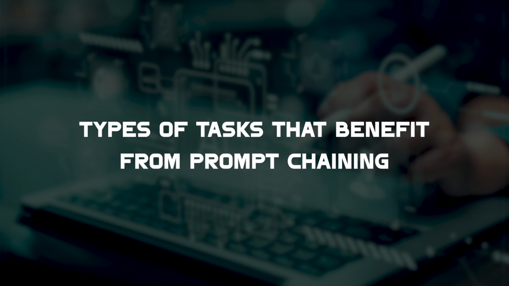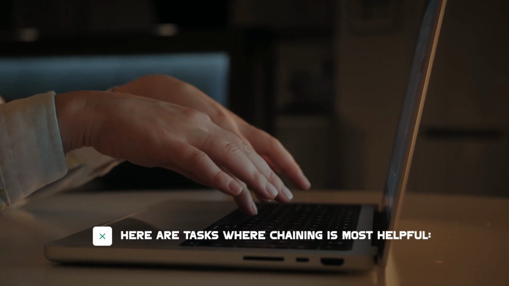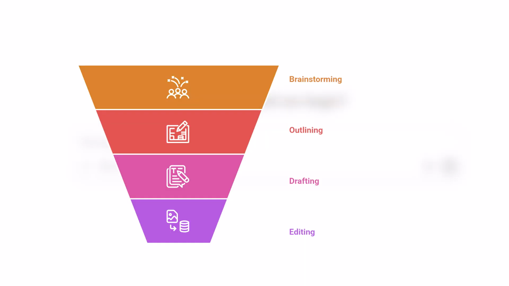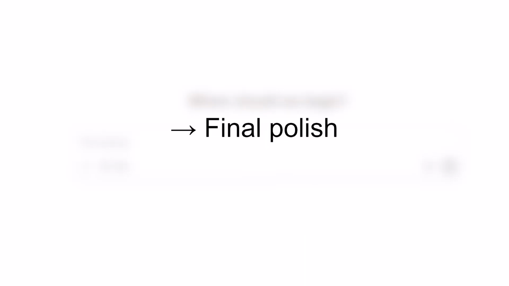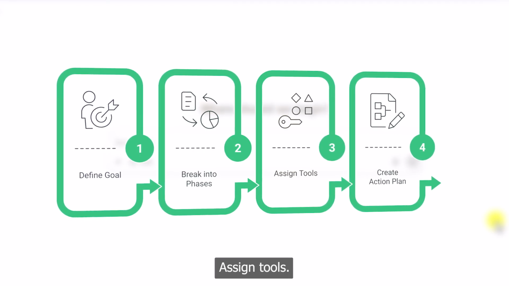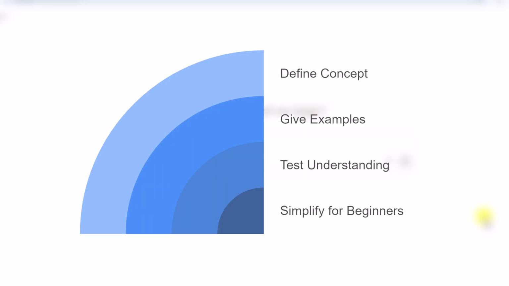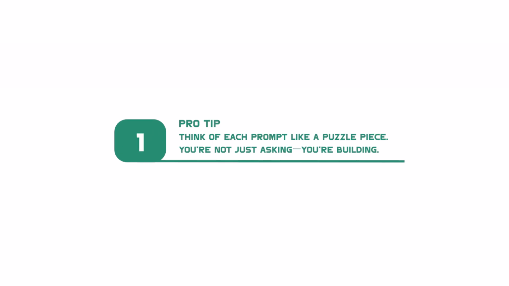Types of tasks that benefit from prompt chaining. Here are tasks where chaining is most helpful. Content creation: brainstorm, outline, draft, edit, final polish. Project planning: define goal, break into phases, assign tools, create action plan. Teaching and explaining: define concept, give examples, test understanding, simplify for beginners. Pro tip, think of each prompt like a puzzle piece. You are not just asking, you are building.